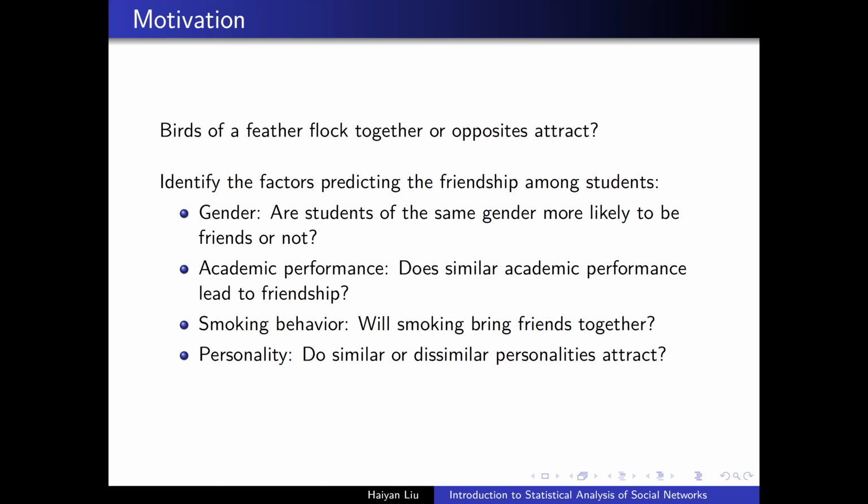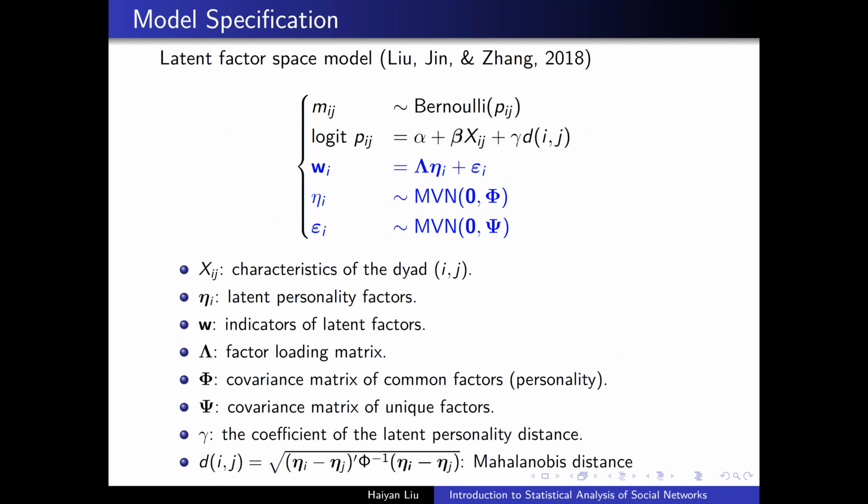Now, you may notice that some of those variables are latent constructs, which should be measured using a measurement model. So we need to include the measurement model in analyzing a social network. This is the mathematical model. We call it the latent factor space model.